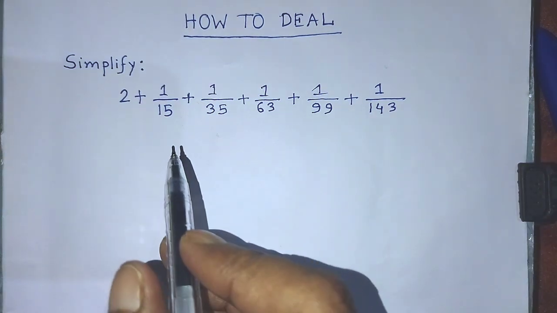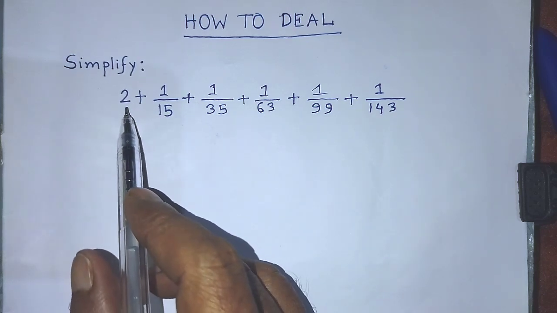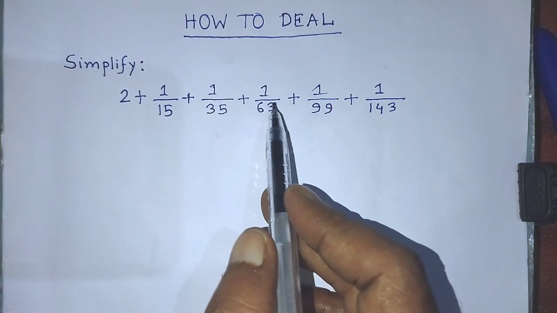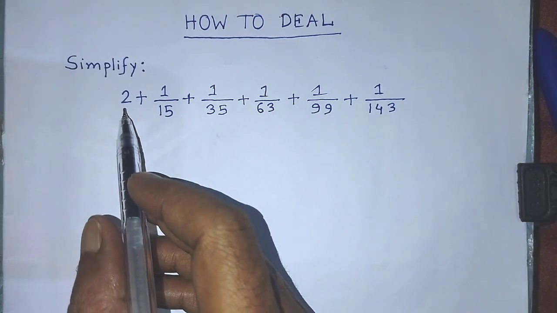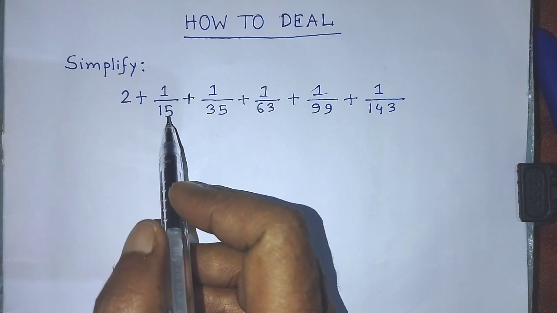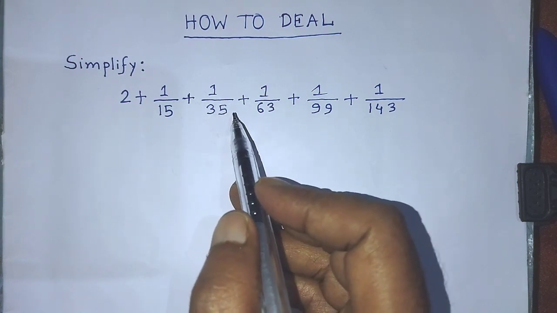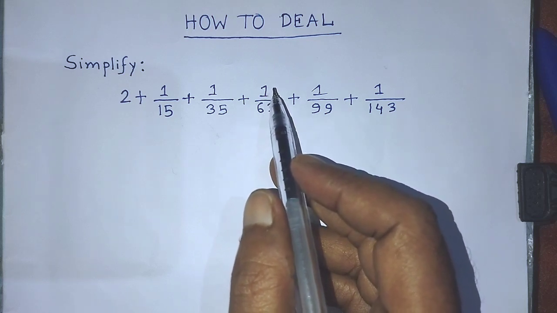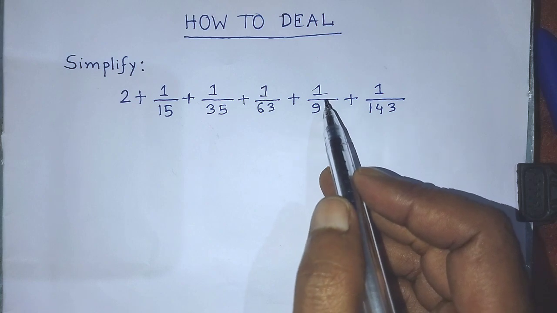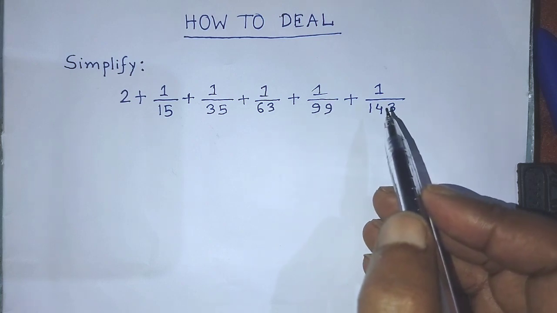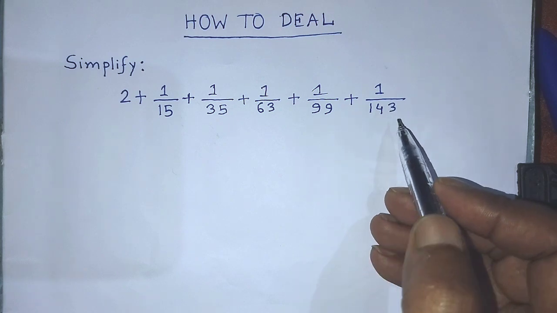So my dear student, in this algebraic expression, here are 1, 2, 3, 4, 5, 6 terms. In the first term here is 2, in the second term here is 1 over 15, in the third term here is 1 over 35, in the fourth term here is 1 over 63, in the fifth term here is 1 over 99, and in the sixth term here is 1 over 143.